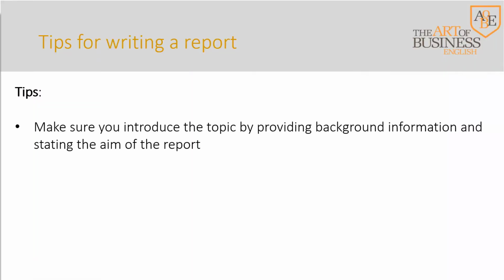Firstly, you should make sure you introduce the topic clearly by providing background information and stating the aim of the report. What I mean by that is really make it clear to the reader straight away what this report is about, why it was commissioned, and what really is the purpose of the report, so that the reader knows exactly what's happening in the very first sentence or the very first paragraph. They don't need to think about it.